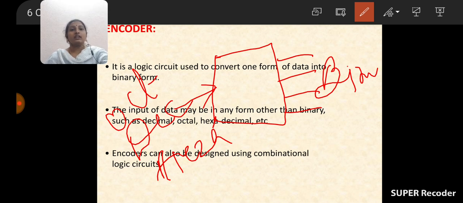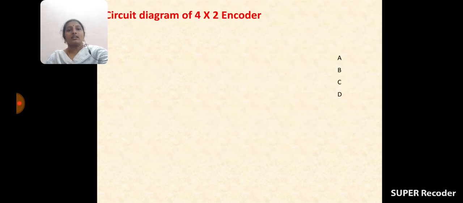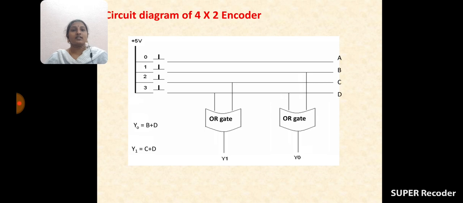Encoders can also be designed using combinational logic circuits. What are combinational logic circuits? They may be the gates. There are seven gates: basic gates, universal gates, and special gates. The basic gates are the AND gate, OR gate, and NOT gate. The special gates are XOR and XNOR, and the universal gates are the NAND gate and NOR gate.